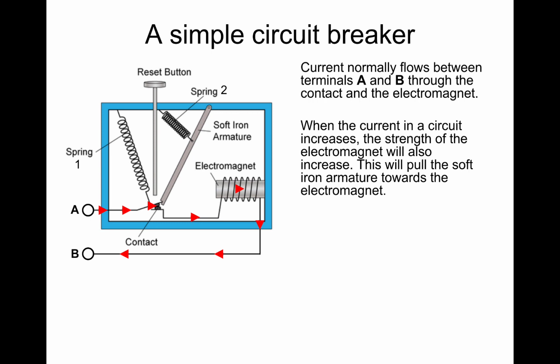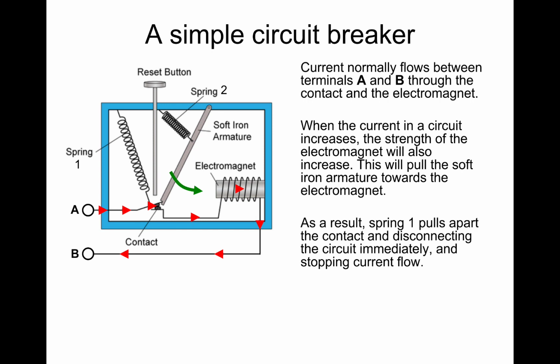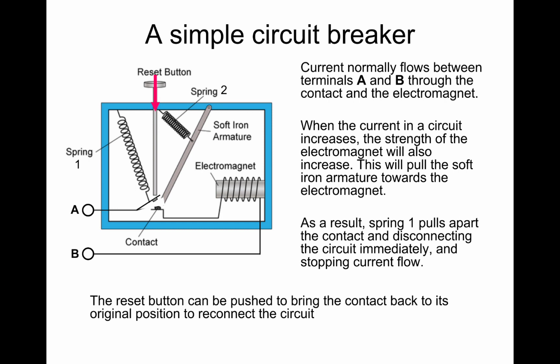If the current in a circuit increases, the strength of the electromagnet will also increase. So basically it becomes a stronger magnet, and what it will do, it will pull the soft iron armature towards the electromagnet. As a result, spring 1 pulls apart the contact, disconnecting the circuit immediately and stopping current flow. So just like that. Then the reset button can be pushed to bring the contact back to its original position and reconnect the circuit. Remember to pause if you want to make any notes.